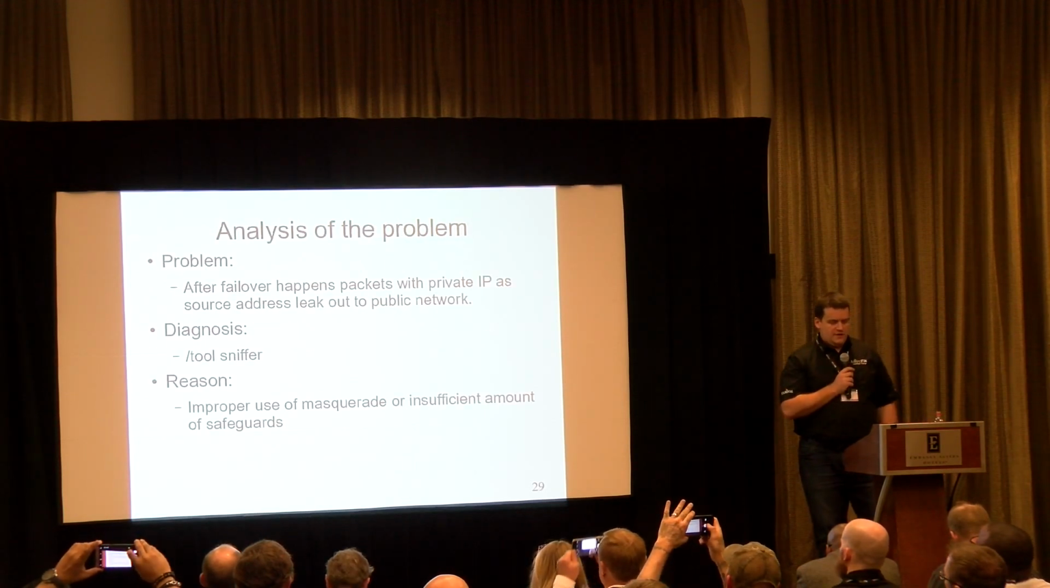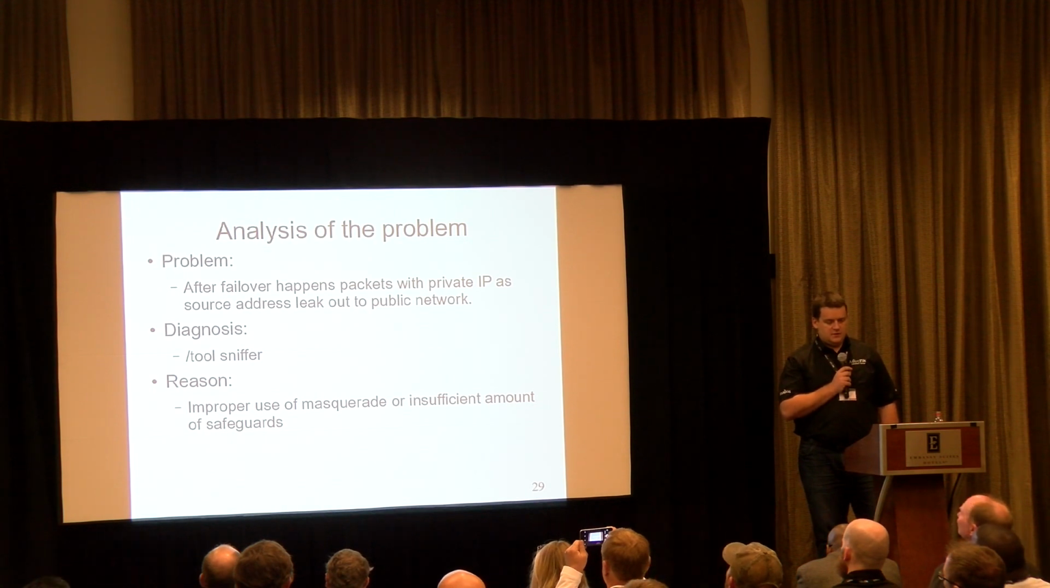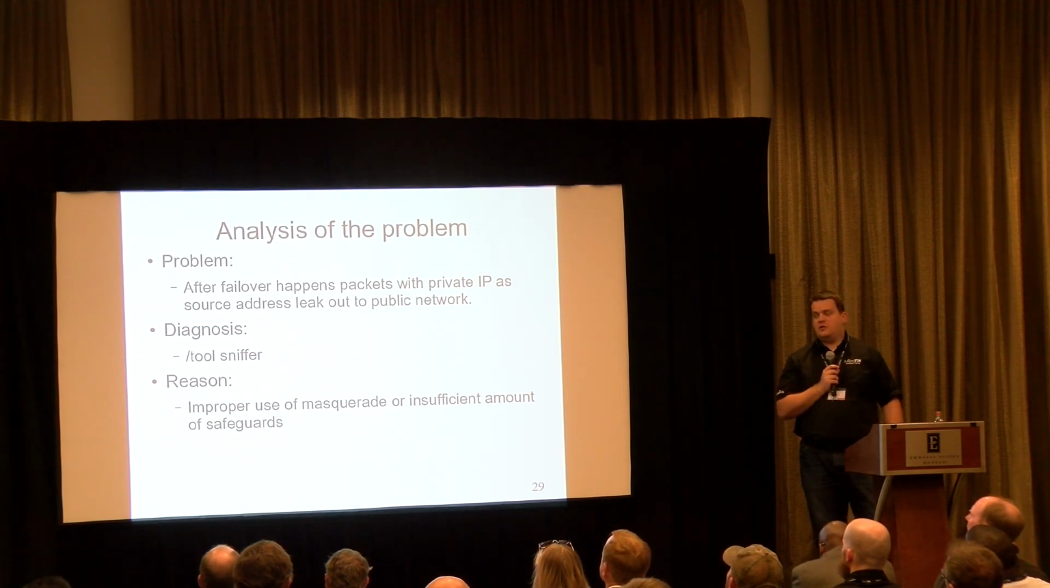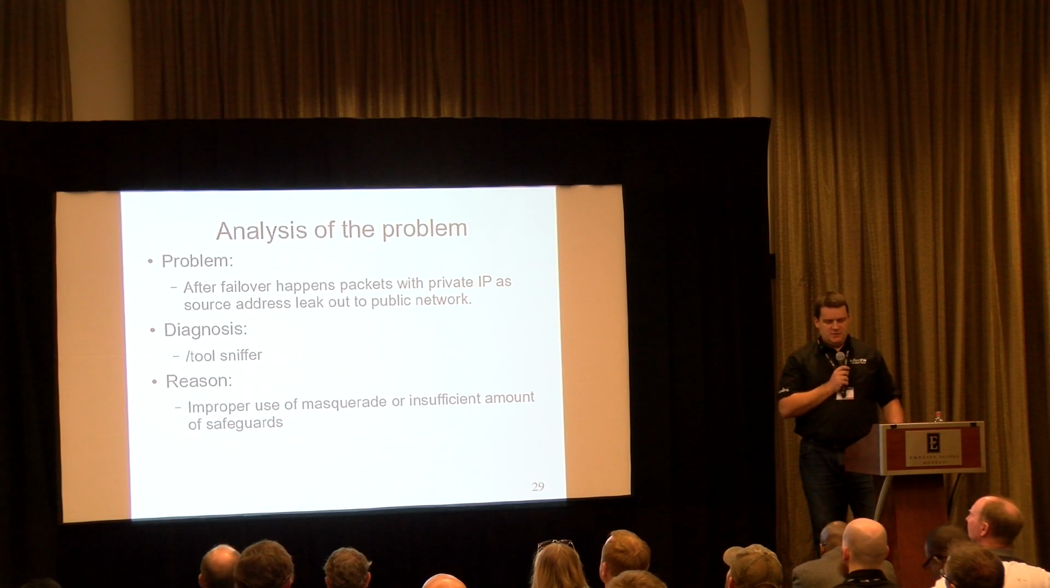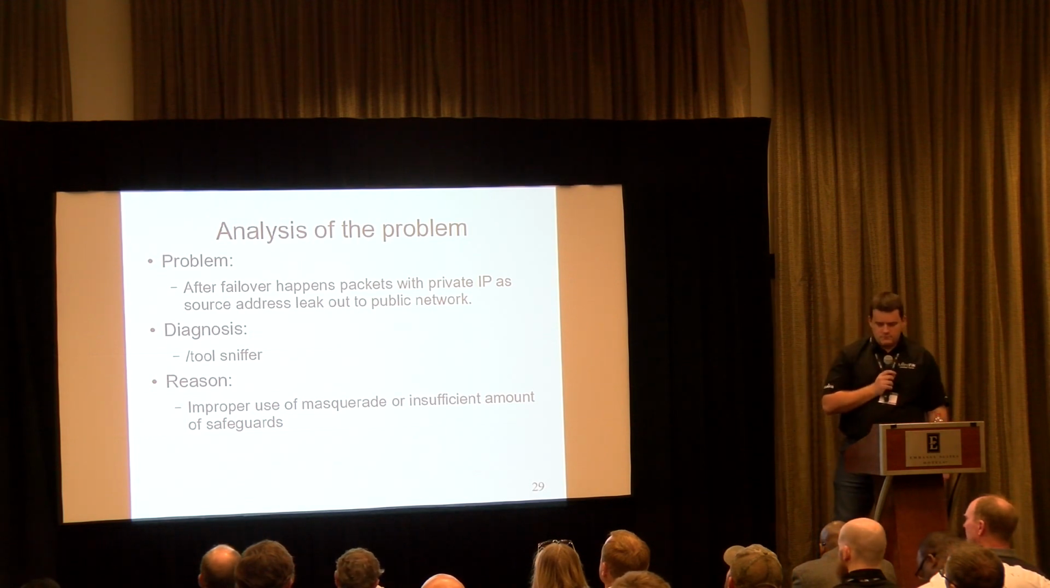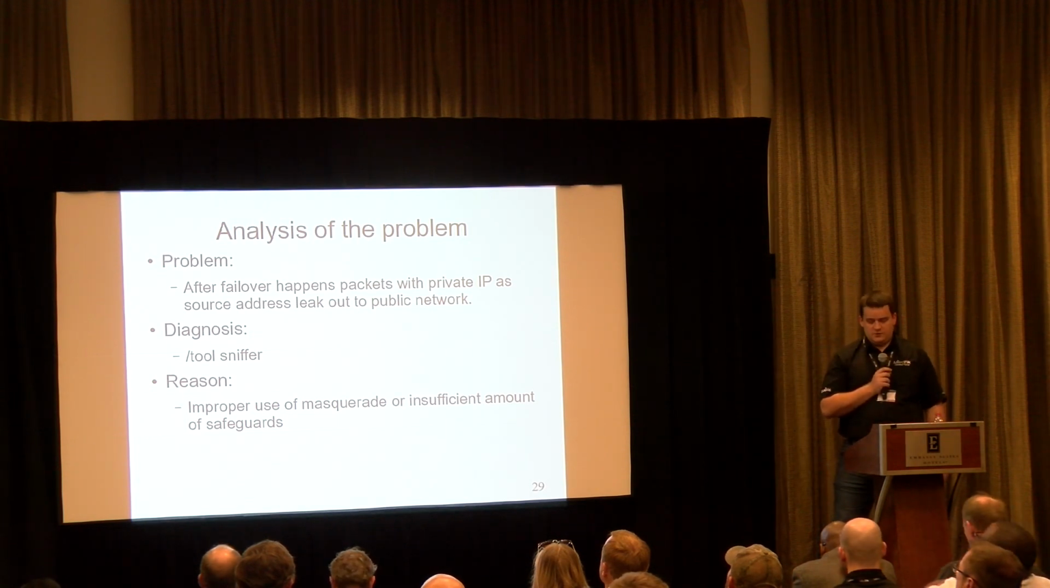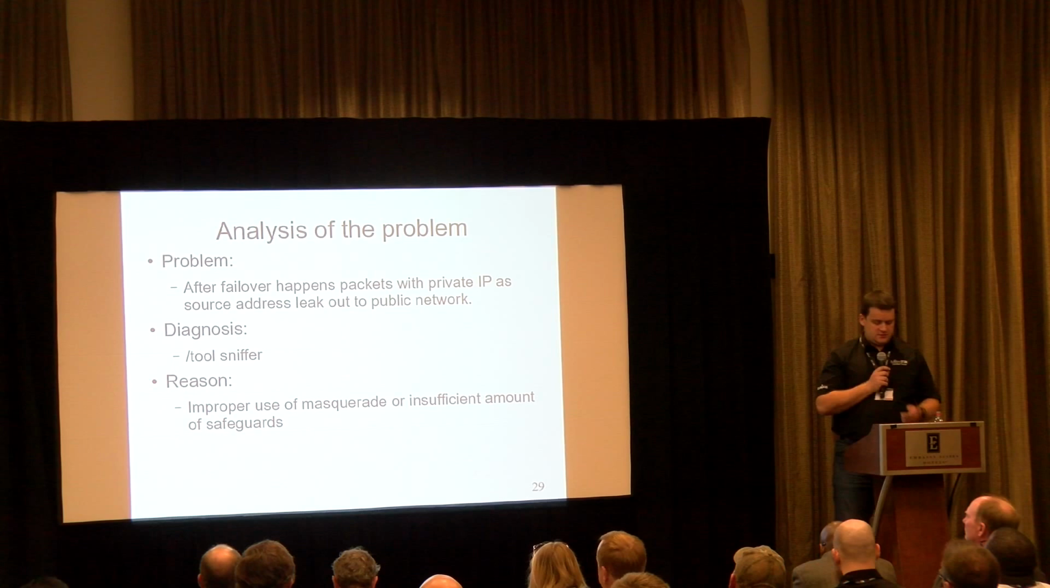So what is the problem? After failover happens, packets with the private IPs as source addresses leak out to the public network. And probably your ISP calls you saying that you are going out with private network IPs. You can check that easily with tool sniffer. And the reason is also simple. Again, improper use of Masquerade and insufficient amount of safeguards.